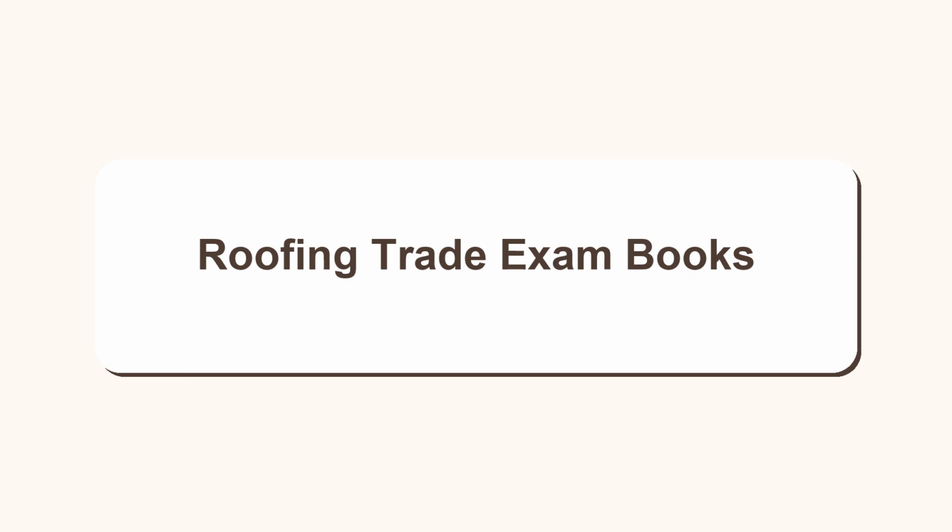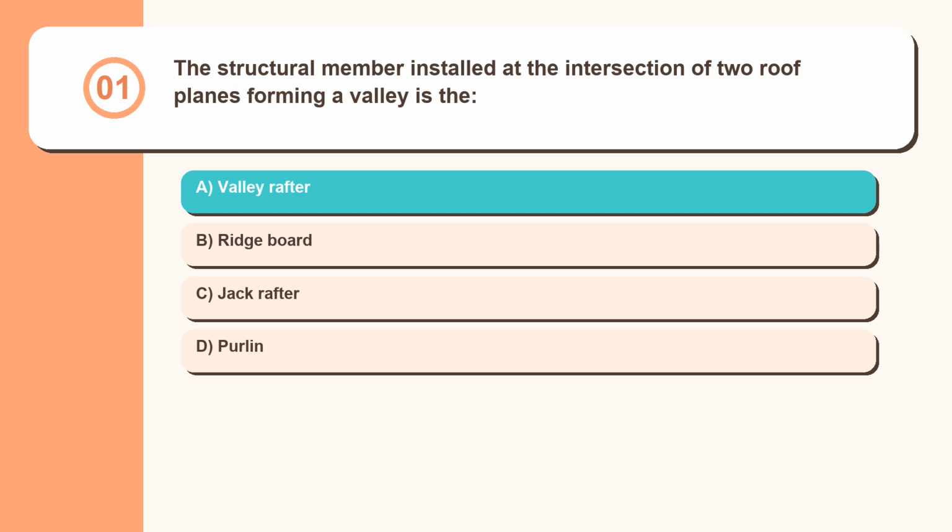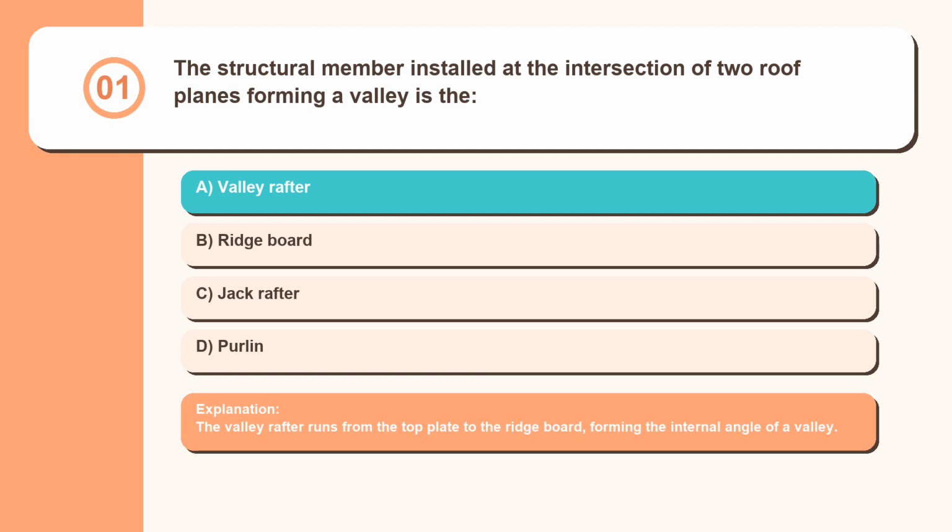Roofing Trade Exam Books. Question 1. The structural member installed at the intersection of two roof planes forming a valley is the valley rafter, ridge board, jack rafter, purlin. The valley rafter runs from the top plate to the ridge board, forming the internal angle of a valley.